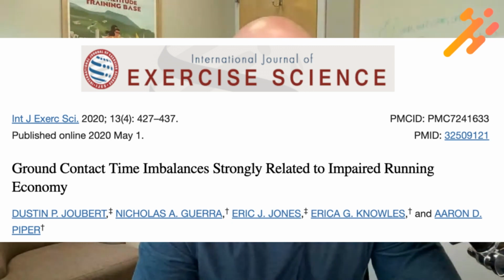But this was an interesting study that looked at ground contact time imbalances and how that related to impaired running economy. A novel approach to it. I really like this article. I think they did a nice job. I will say that the sample size was a little bit small with only 11 runners. So we have to interpret this with a bit of a grain of salt, but I think that it is something intuitively that makes sense, but probably need for some further expanded studies on it.